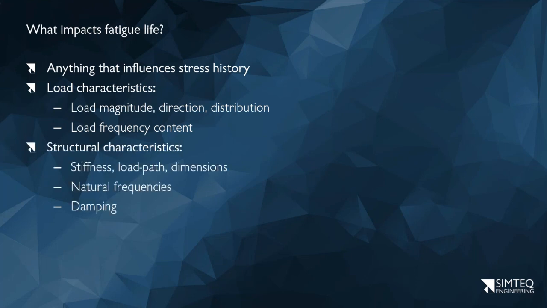The second thing that influences the stress history is how the structure behaves. So things like the actual stiffness of the load path to get from wherever the load is applied to wherever we're interested in, and the dimensions. If something is thicker, the bending stress obviously goes down dramatically, or if it's thinner, it goes up a lot. The natural frequencies also change how the structure responds to something that's not at a constant speed and not at a very low speed. That's where this low frequency content comes into play.